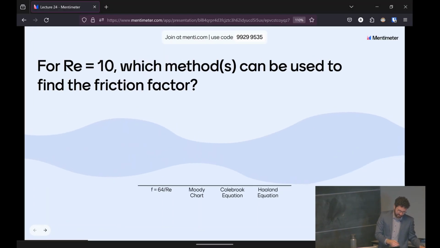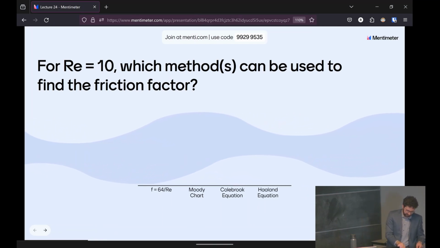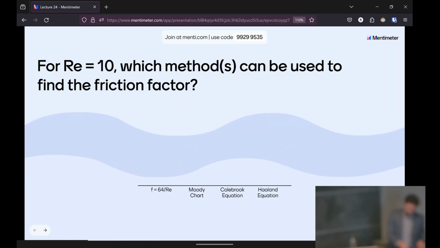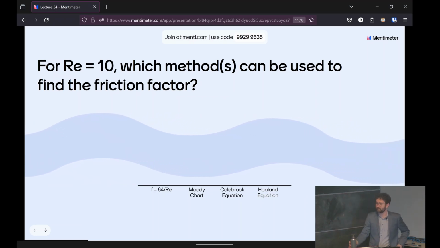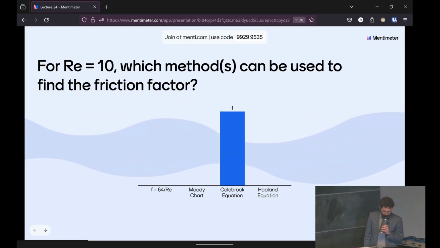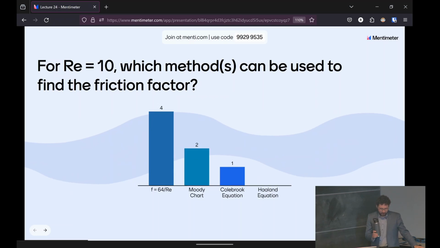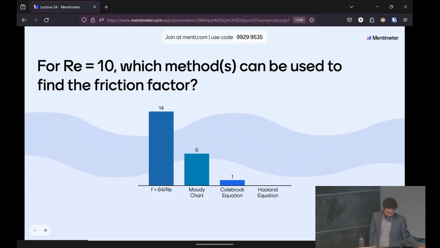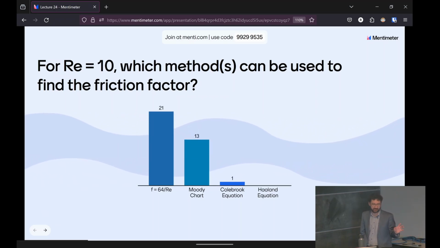So I'm going to do a quick review on Menti, just of the stuff in this lecture. Please join up here and submit your answers. So the question is, for a Reynolds number of 10, which methods can be used to find the friction factor? It should allow you to select multiple. So this can be used, not recommended to use.